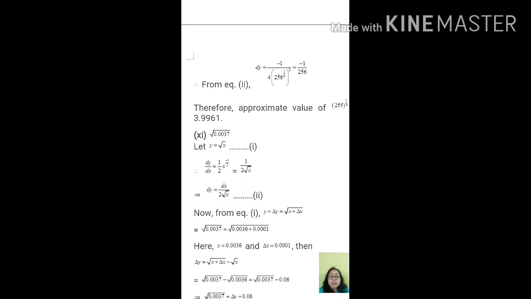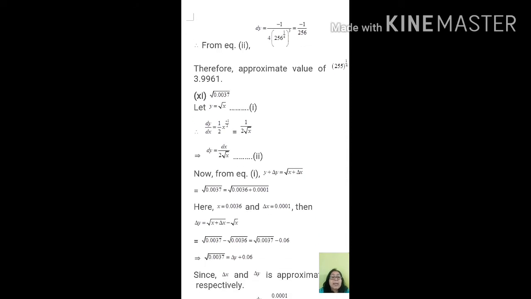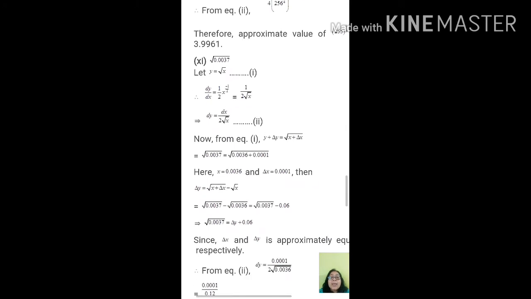0.0037 under the square root. So we have to decide the function is the square root x. So dy dx is 1 by 2 root x. Then dy is dx by 2 root x, or delta y is equal to delta x by 2 root x. Now y plus delta y is same like 0.0037. We can write 0.0036 plus 0.0001. Now this x we will consider as 0.0036 and delta x we will consider as 0.0001.